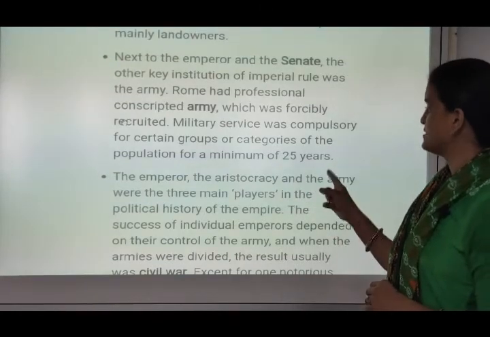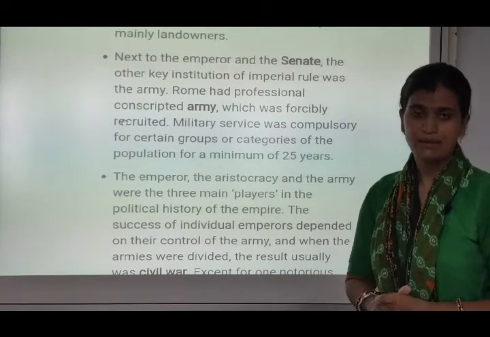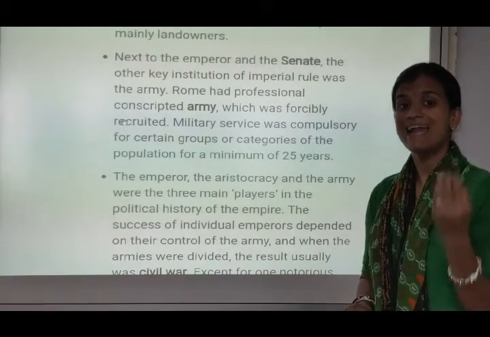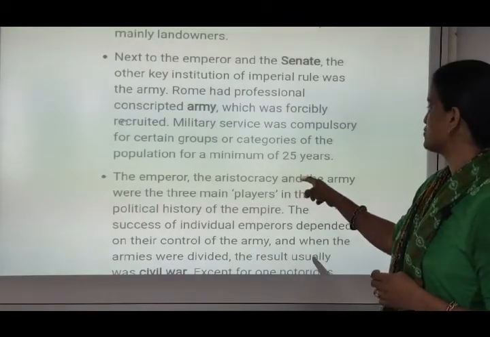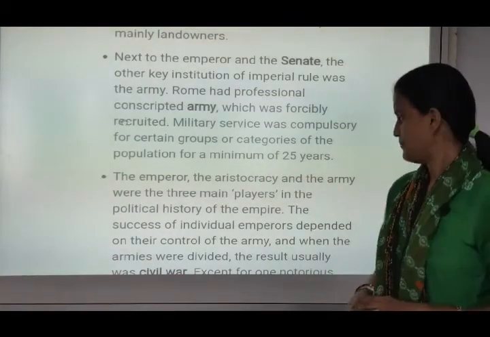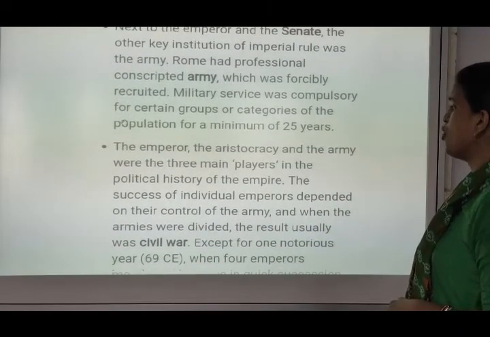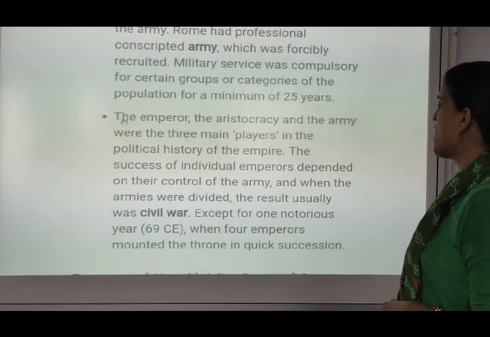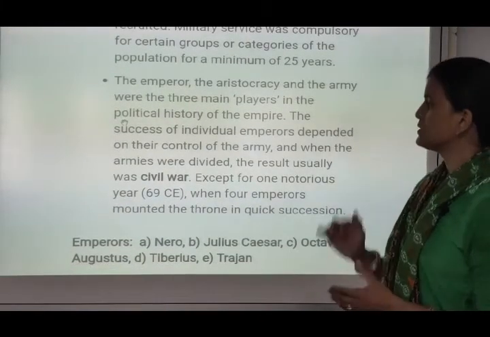The emperor, the aristocracy and the army were the three main players in the political history of the empire. Now the Roman Empire was standing on these three parts. First was the emperor, second was the aristocracy, third was the army. The success of individual emperors depended on the control of the army, and when the armies were divided, the result usually was civil war.